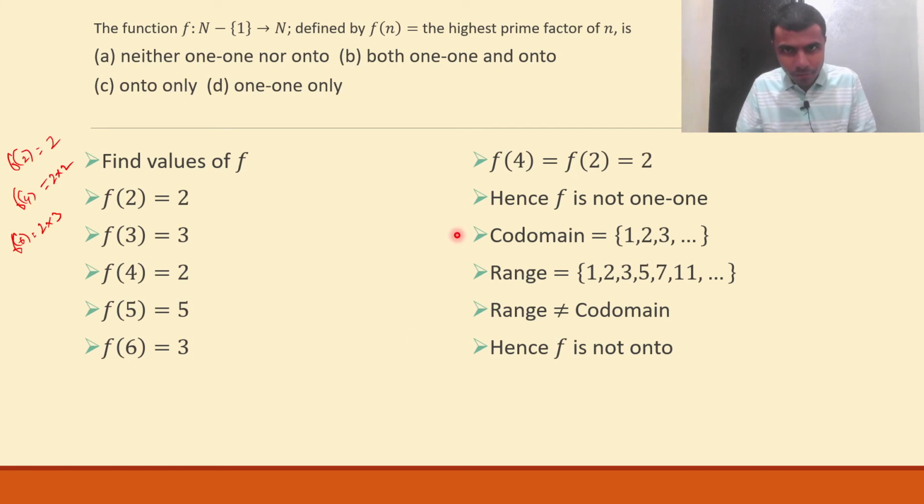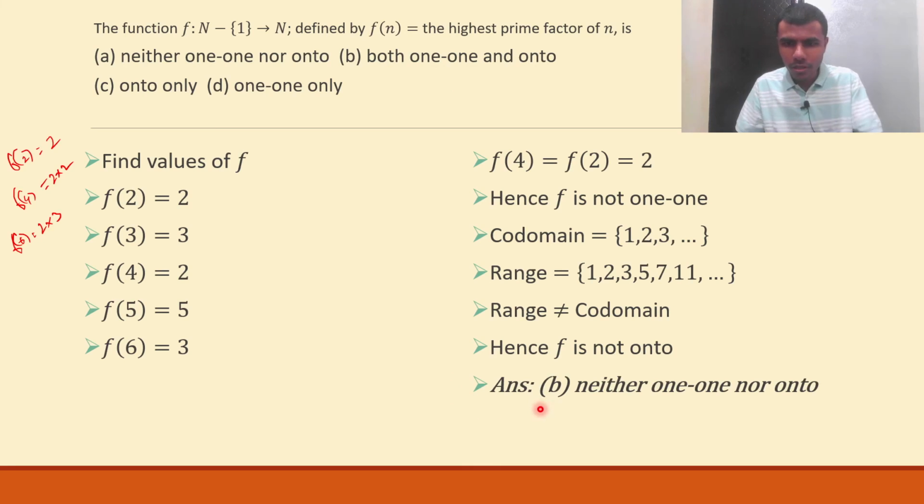So f is neither one-one nor onto. I'm sorry, this should be A. This should be A. f is neither one-one nor onto.